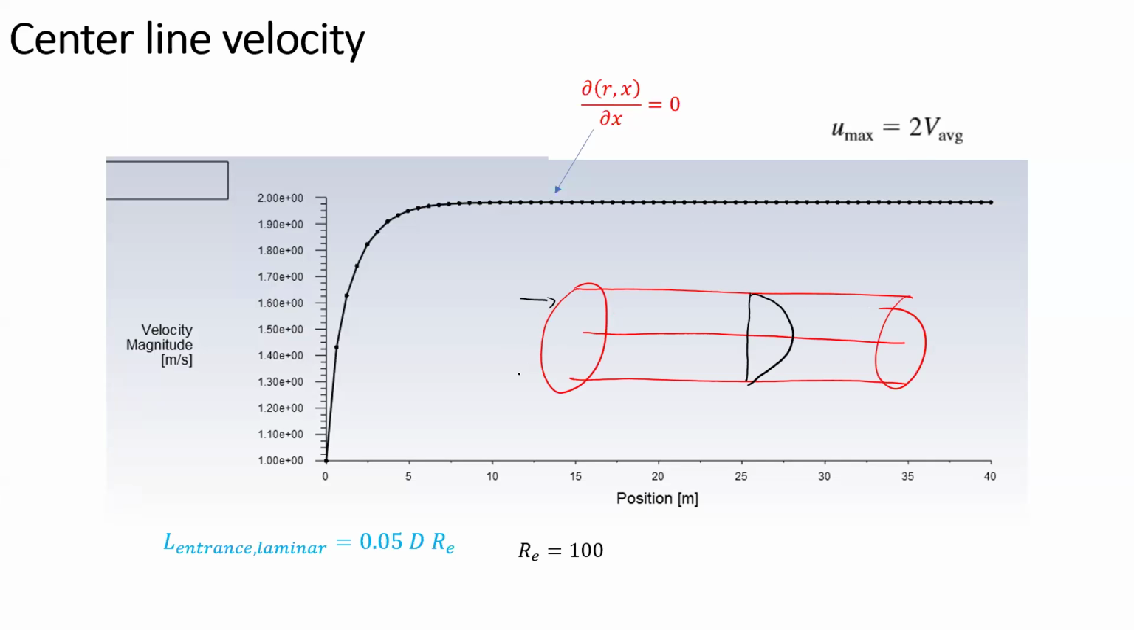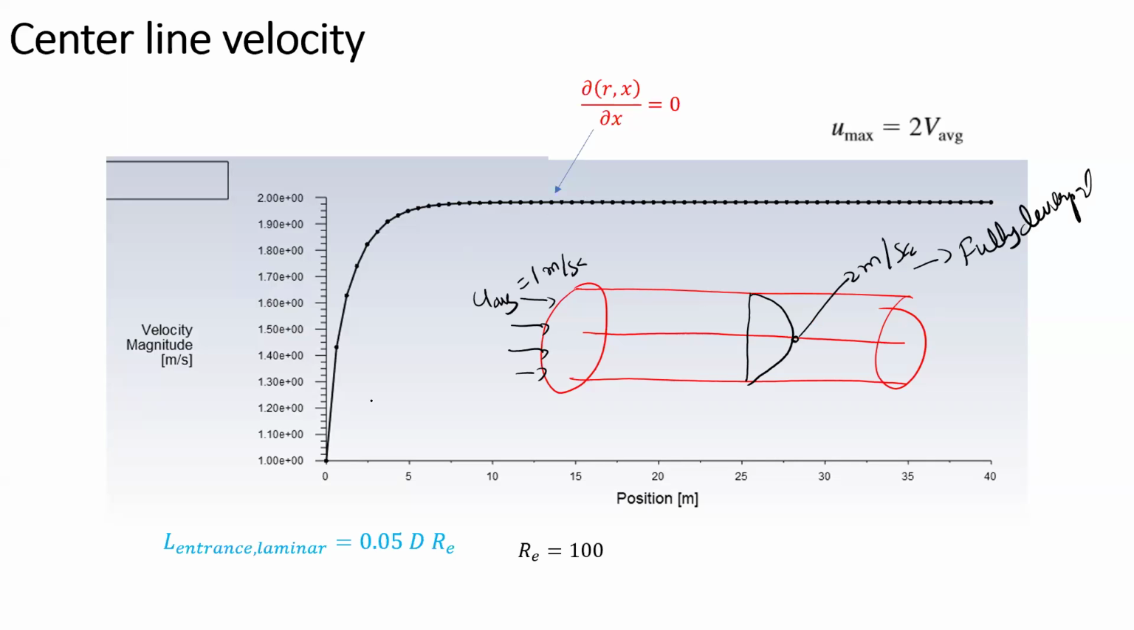And also we know that we are specifying the velocity at the inlet of the pipe. This is equal to the U average. So this value we are specifying is equal to 1 meter per second. So it means that at the center of the pipe, the velocity should be equal to 2 meter per second. But that's only possible in the region where the flow is fully developed.